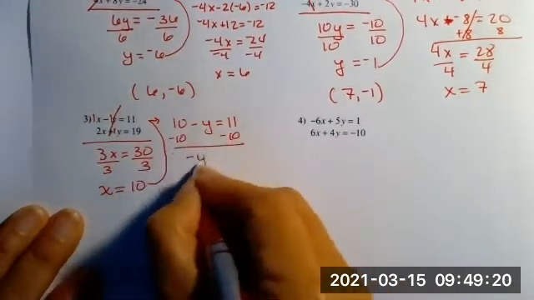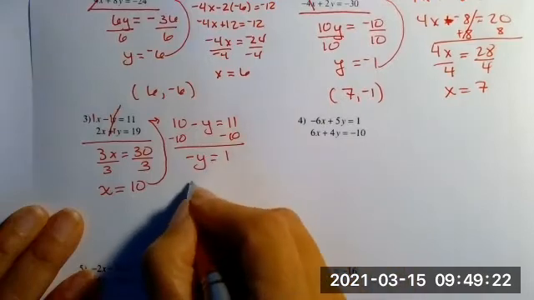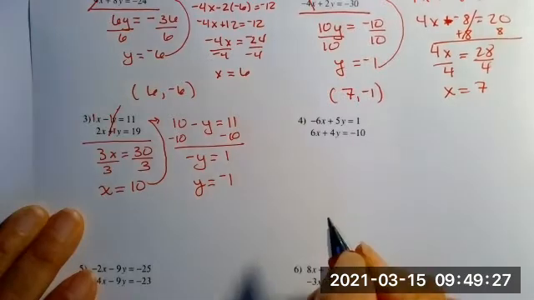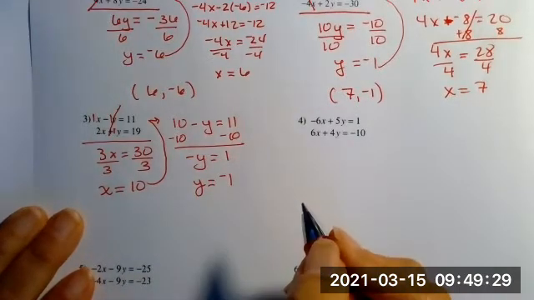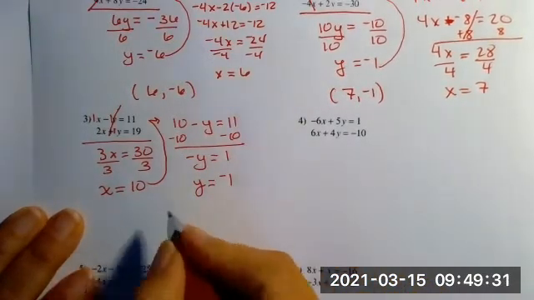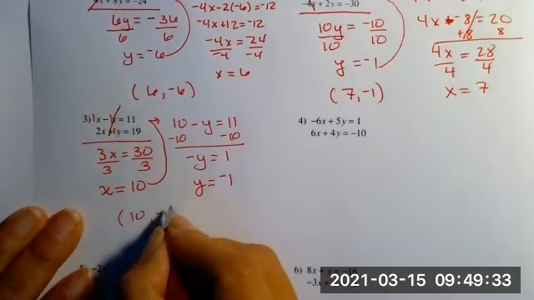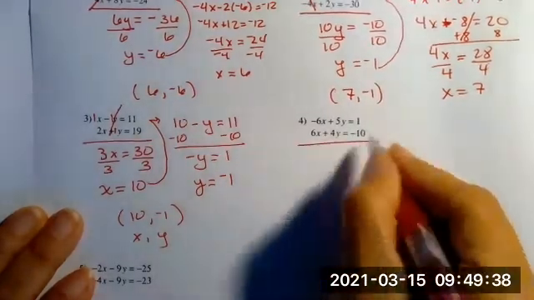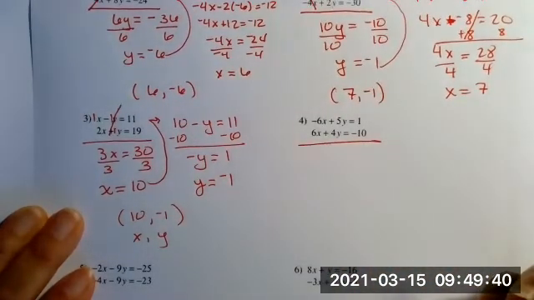Minus 10 from both sides, equals 1. Now I want y, not negative y, so I'm going to divide both sides by negative 1. And this just becomes opposite inside. Now we have 10, comma, negative 1. Remember, alphabetical order, x, comma, y. Try that one.